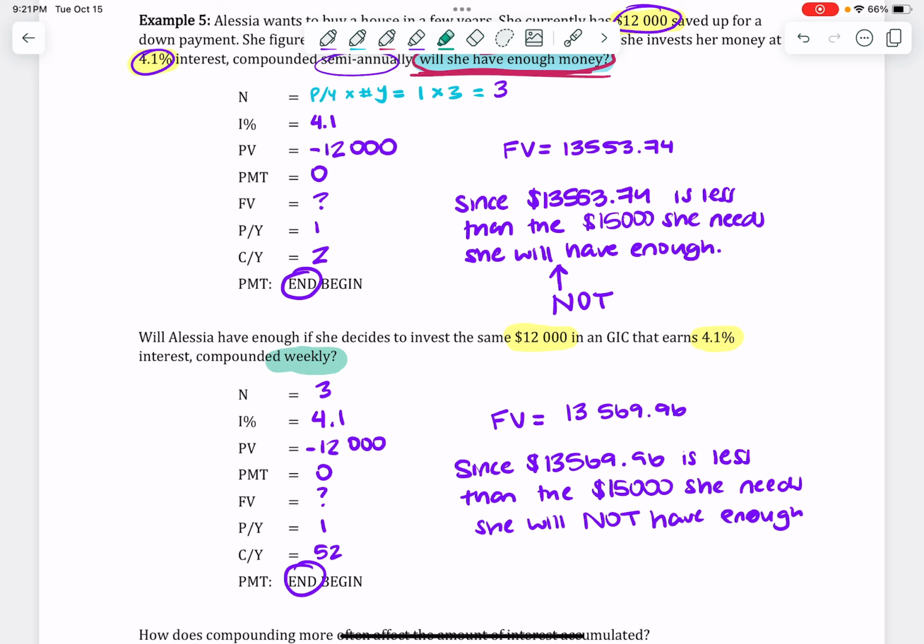But let's talk about the money that she has in both of these situations, where only the compounding period changes. When it compounded less a year, it only compounded twice. She had $13,553.74. But when I compounded more often, 52 times a year, we ended up with $13,569.96. What can we say about how compounding more frequently affects the amount of interest accumulated?